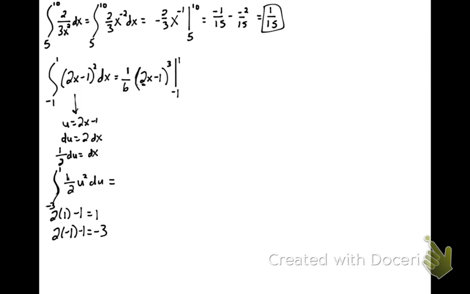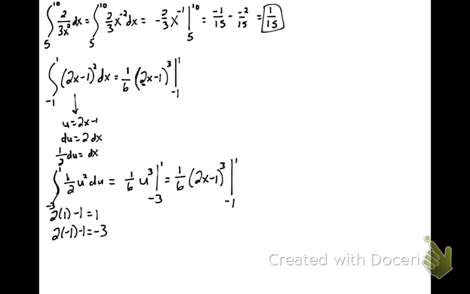Now when I integrate 1/2 u squared, well, that would have come from u cubed. It got divided out, so it would be 1/6, and I'm evaluating from negative 3 to 1. I'm going to go back to get it in terms of x, just to show you that it's the same as what we got earlier. Since u is 2x minus 1, this will become 1/6 (2x minus 1) cubed. And my limits of integration need to go back to being in terms of x, so from negative 1 to 1.